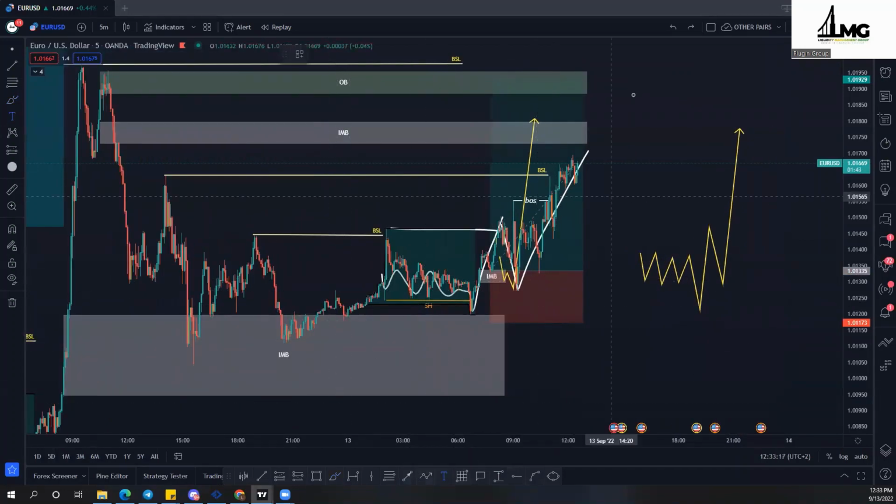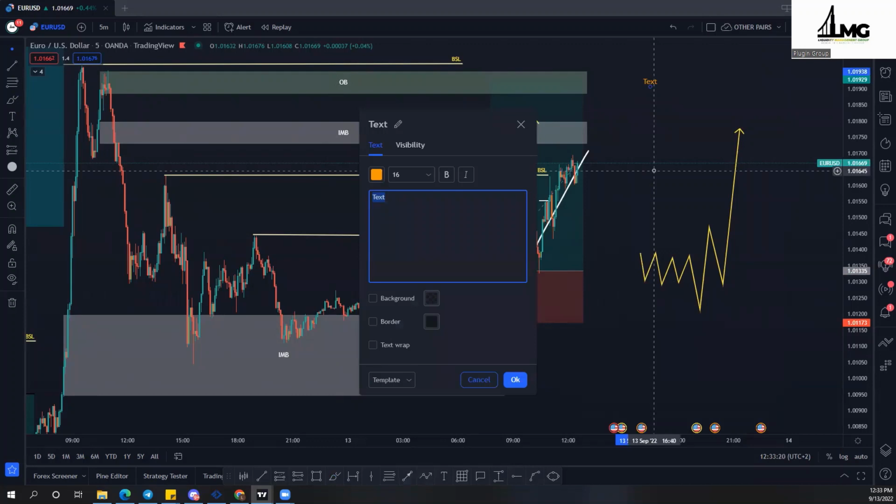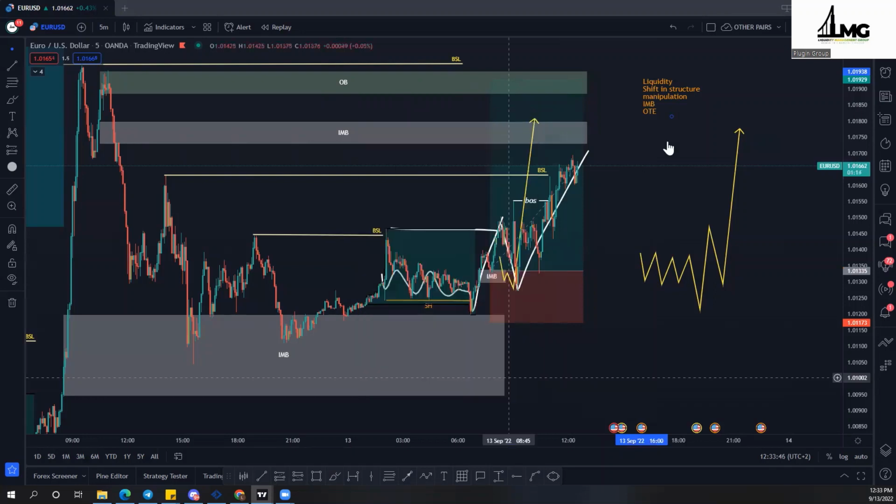If I can write down my checklist, it is always liquidity levels. I look for liquidity levels, and then I look for a shift in structure. From the shift in structure, I look at manipulation, and then IMB, which is imbalance, and then the OTE setup. So basically, this is my quick checklist of what I look for.